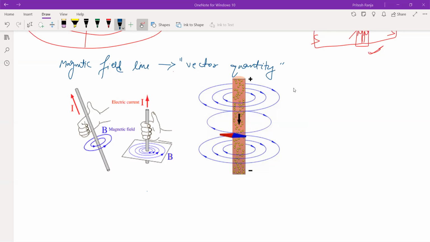Yes, Prahlad, tell me. This question is with respect to what context? Where are north and south poles identified? Where north and south poles are identified in a magnet, what does this mean? They are identified at the ends, right?